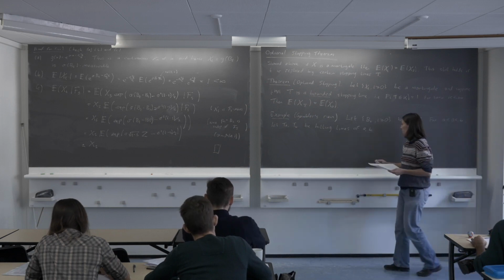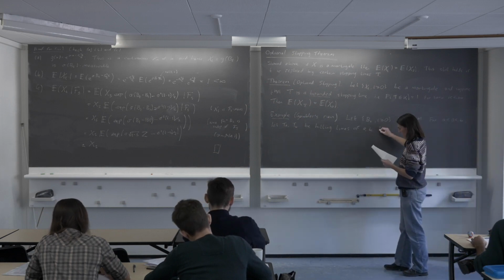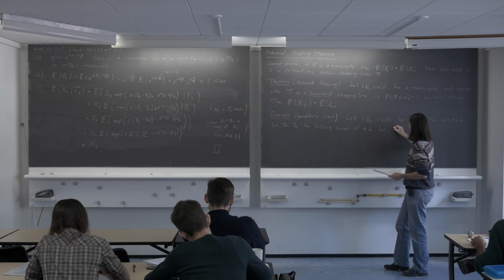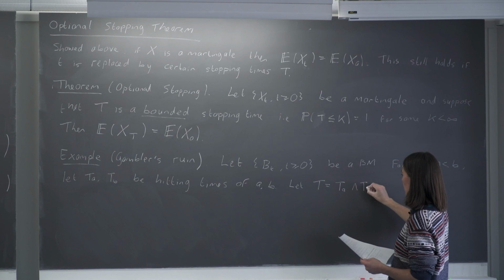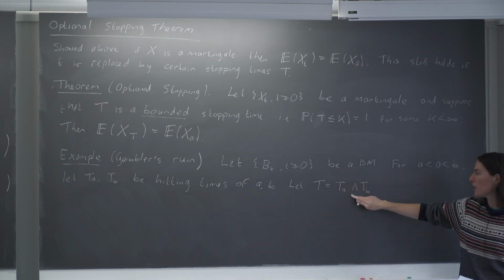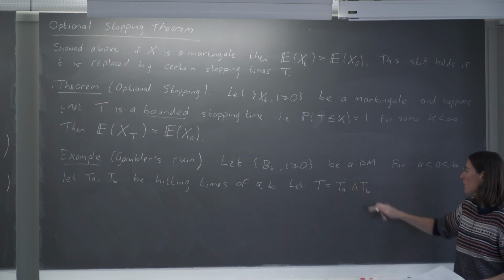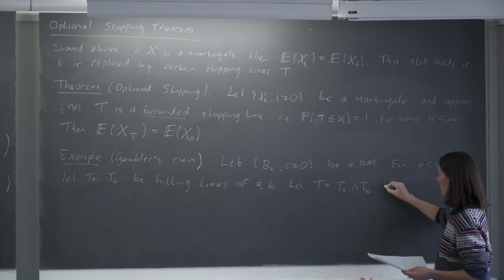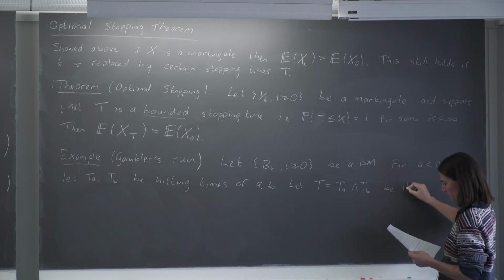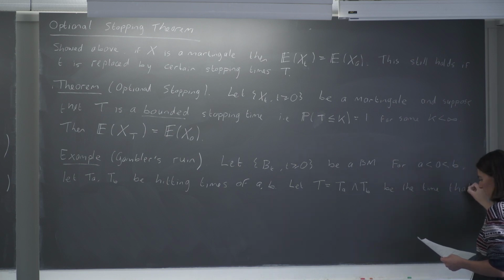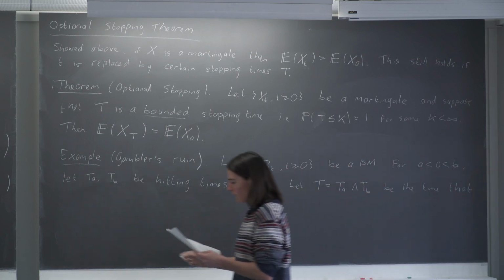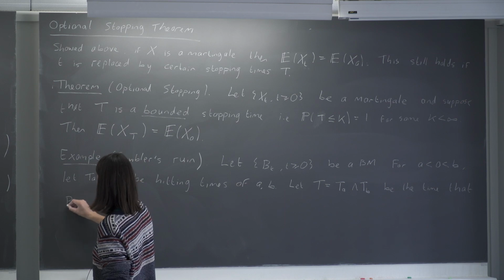Okay. And finally, let T be the minimum of T_A and T_B. I think I showed you this notation in the last lecture. This is the minimum of these two. So this is the time that B_t first exits the interval AB.